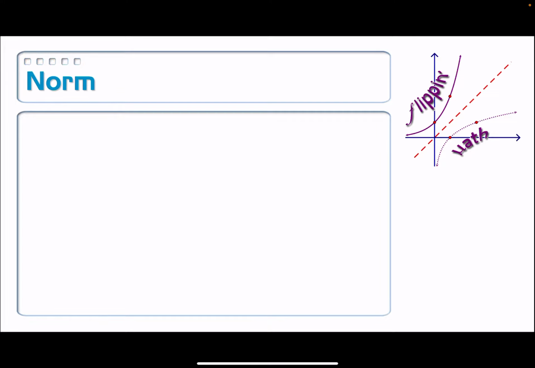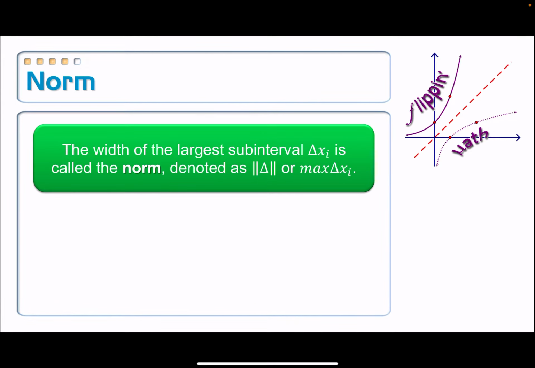Okay, so what is the norm? We're going to use this to help us define what a definite integral is all about. Whenever we're talking about a Riemann sum, you have a function value times a width, and the width of that subinterval does not have to be exactly the same for each rectangle. If it is, it's a regular partition. If it's not, doesn't it make sense that one of them has to be the biggest? The widest one, we're going to call it the norm.